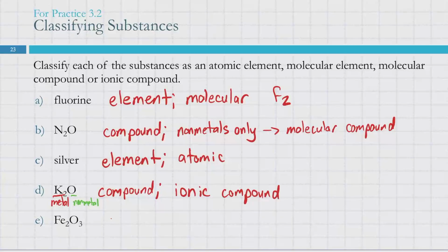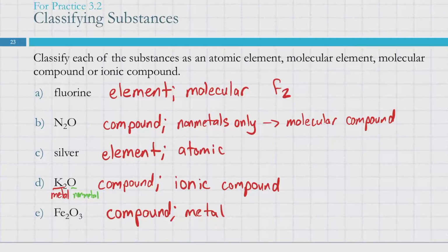And the story is the same for rust, Fe2O3. Fe is iron, which is a metal, and oxygen is still a nonmetal, so that makes it an ionic compound. Questions so far? All right, we're cruising.